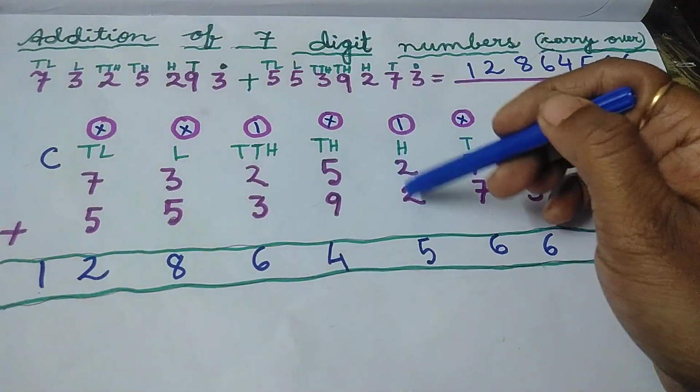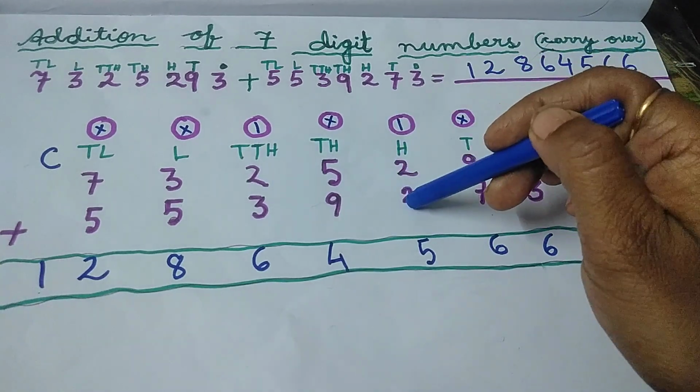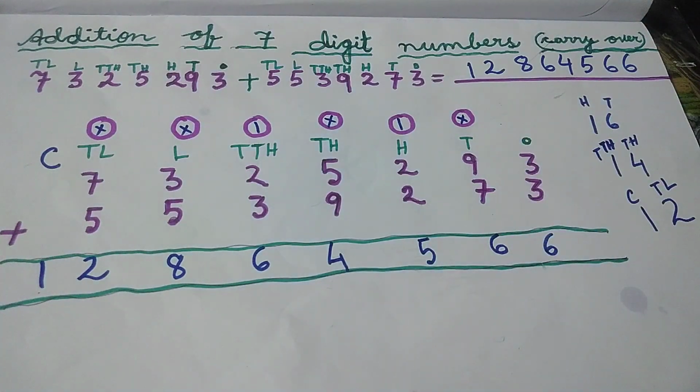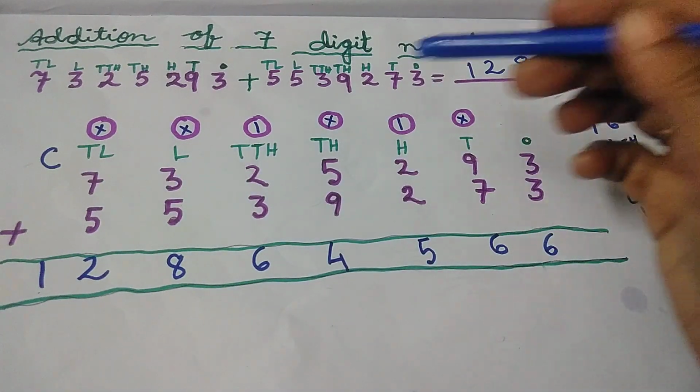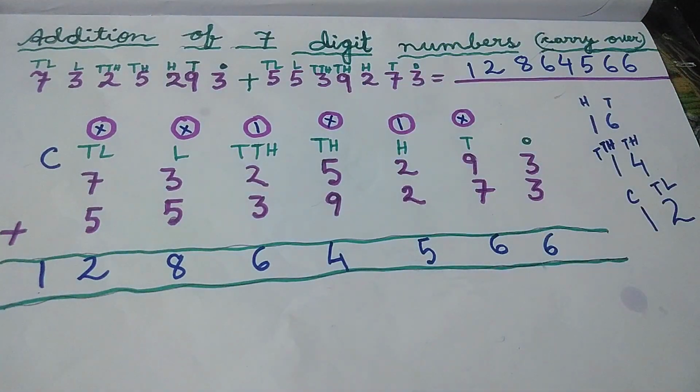Now add all these digits. 1 plus 2 plus 2 is equal to 5. We don't have any carry. So in the thousands place, put a cross or 0.